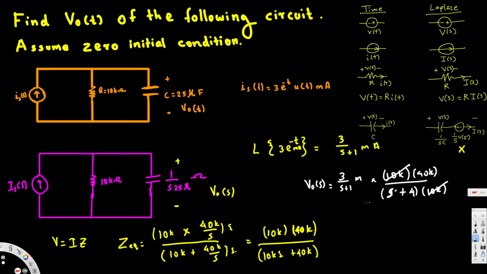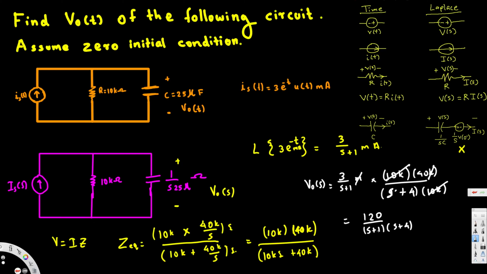From this one we can write our final answer. That's going to be 3 times 40k, and milli and kilo also cancel. So 3 times 40, that's going to be 120 divided by (s plus 1)(s plus 4). Okay, so this is what we get for Vo of s.